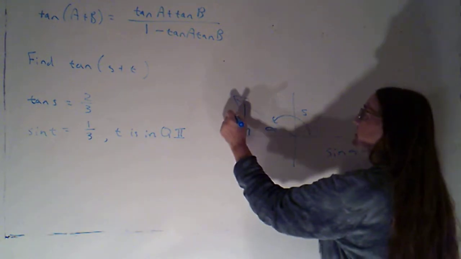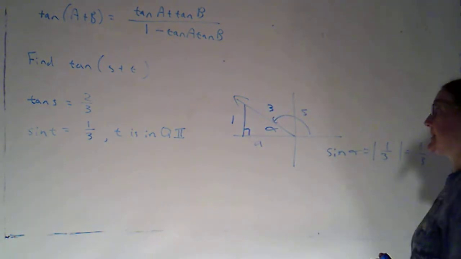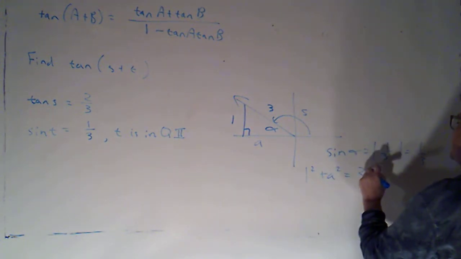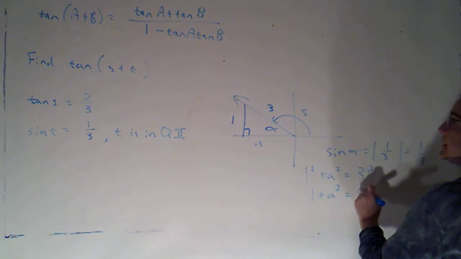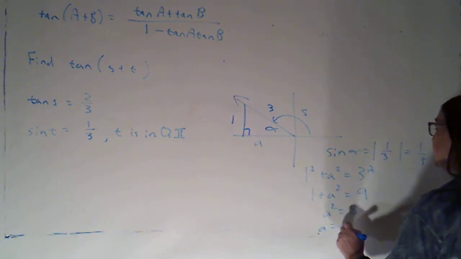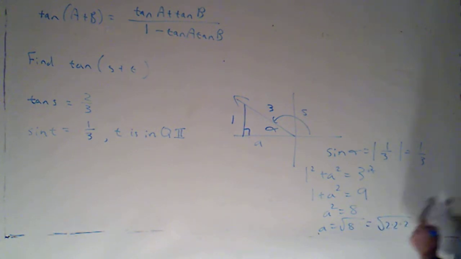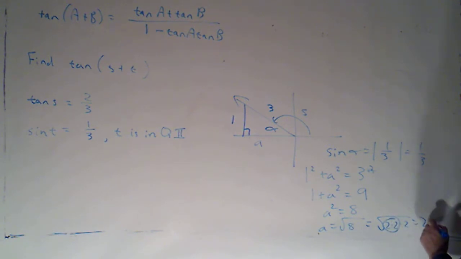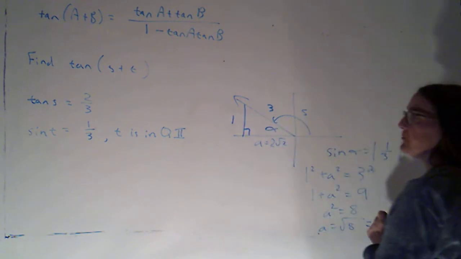So I can go ahead and label the opposite side 1, the hypotenuse 3, and I need to know what the adjacent side is. So we'll have 1 squared plus a squared equals 3 squared. 1 plus a squared is equal to 9. A squared is equal to 8. A is the square root of 8. And I can see 8 is just 2 times 2 times 2. Pair of 2's on the inside means I can pull one of them out. So a here is going to be 2 root 2.